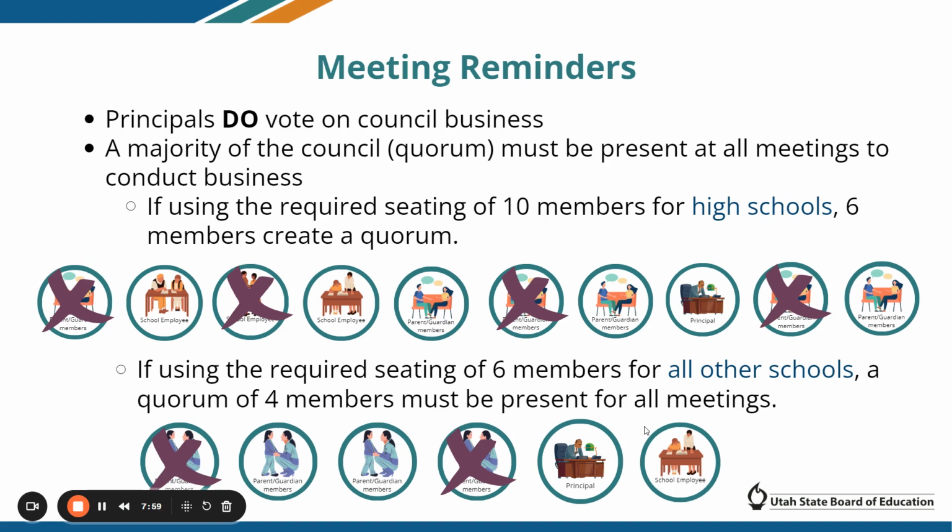If using the required seating of 10 members for high school, 6 members create a majority vote, or a quorum. If using the required seating of 6 members for all other schools, a quorum of 4 members must be present for all meetings. A 2-parent majority is only required for the seating, not for a quorum of members.